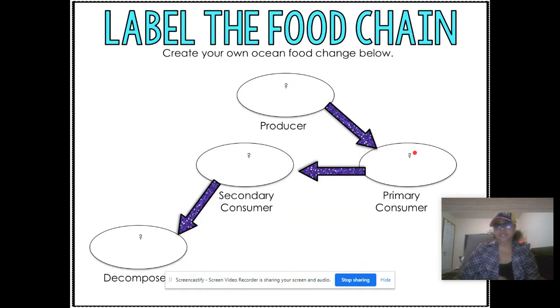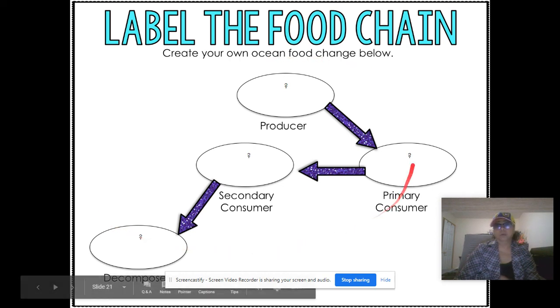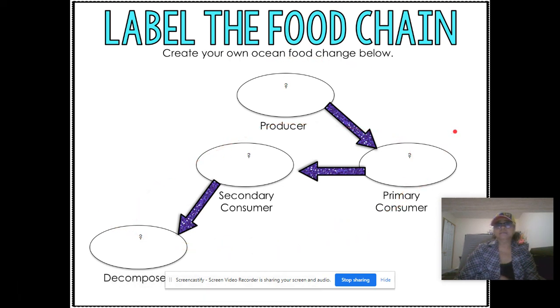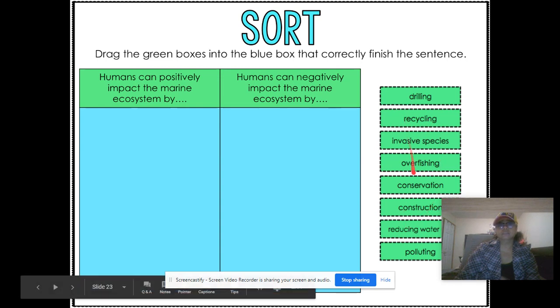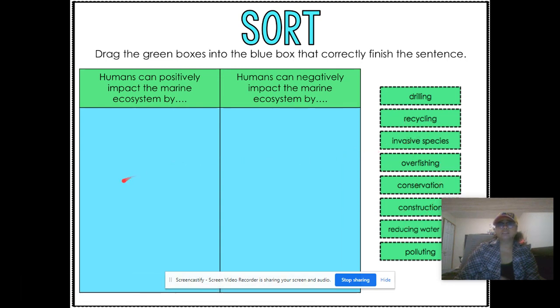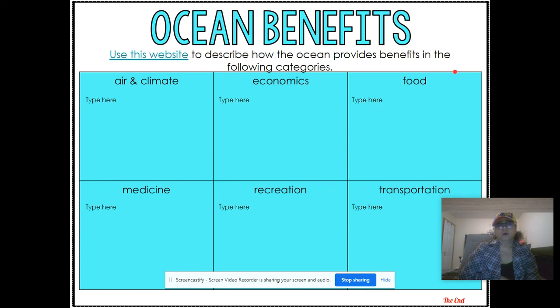And then label the food chain. Create your own ocean food chain below. So we can do that here. Okay? Human impact. Now drag the green boxes and put them into the blue box columns that correctly finish the sentence. Ocean benefits. Again, use this website, your call if you want to use this website, to describe how the ocean provides benefits in the following categories.